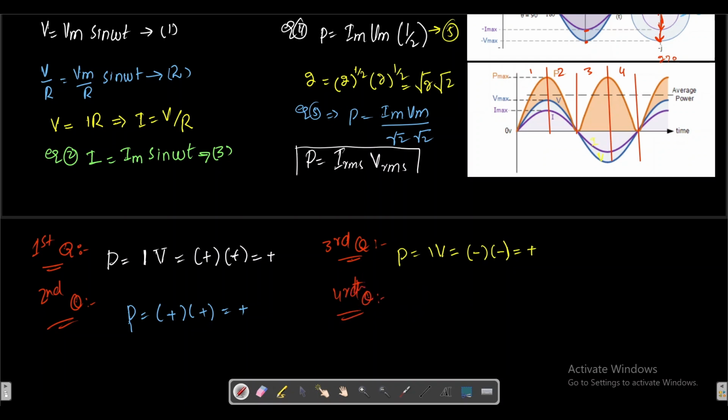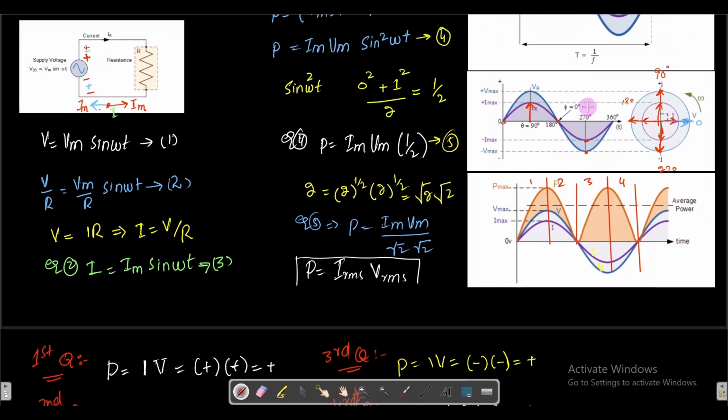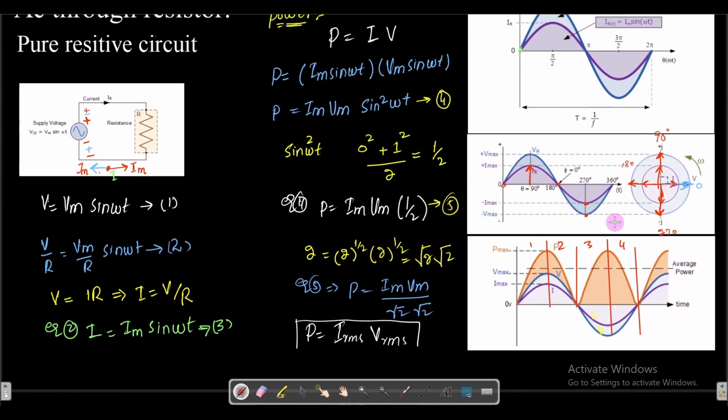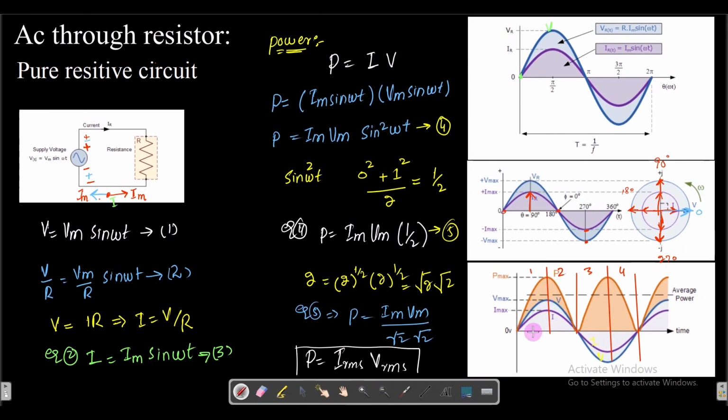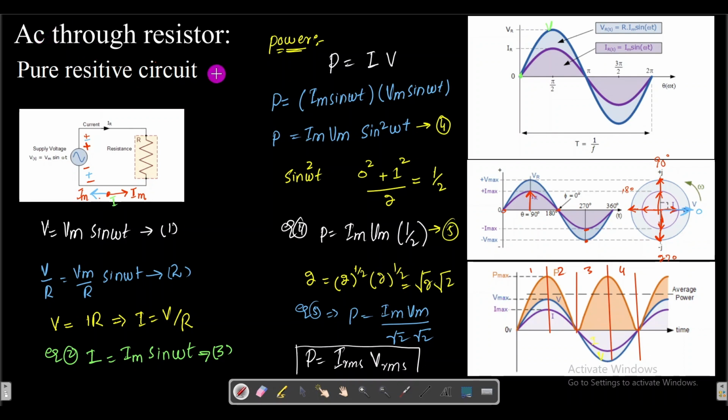So for the fourth quadrant, the power is given by P. I is negative here, and V is also negative, and it is equal to positive. So here the power will be positive at each and every position. It means that the power will always be delivered from the source towards the resistor. And this was the in-depth intuition of the AC through resistor.